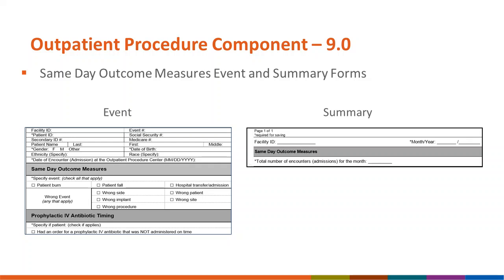Let's take a quick look at the forms. This is an example of the event and summary forms for same-day outcome measures. Note the fields for patient burn, patient fall, and also the wrong event section that includes fields for wrong side, wrong implant, wrong procedure, and so on. The summary form collects the total number of encounters. Next slide.